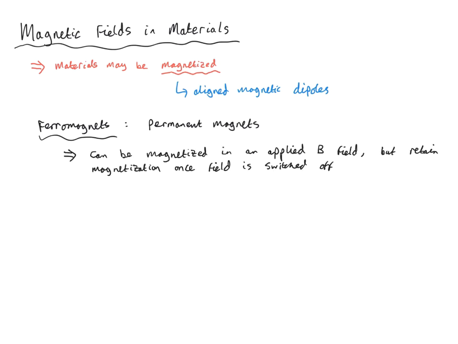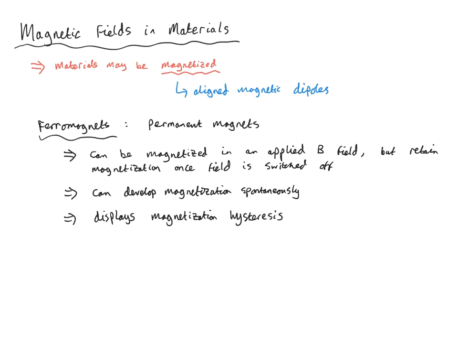Magnetic materials, such as ferromagnets, can also develop spontaneous magnetization. In fact, the magnetization shows the phenomenon of hysteresis when changing the magnetic field. But in all cases, the magnetization is lost once the material is heated up through the Curie temperature. The classic examples of ferromagnetic materials are iron, nickel, and cobalt.